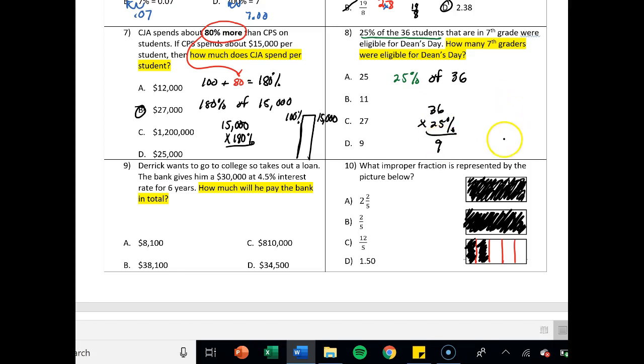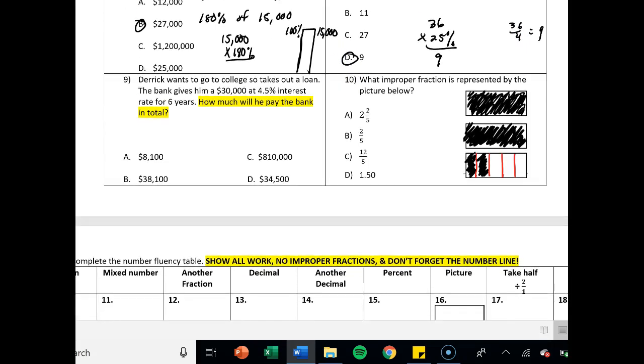You could also do a tape diagram here. You could also say, hey, 25%, that's 1/4. 1/4 times 36 over 1, right? You'll get 36 over 4, which is equal to 9. There's a whole bunch of different ways to do that problem, okay? But the easiest way is to think of it as a percent of problem.